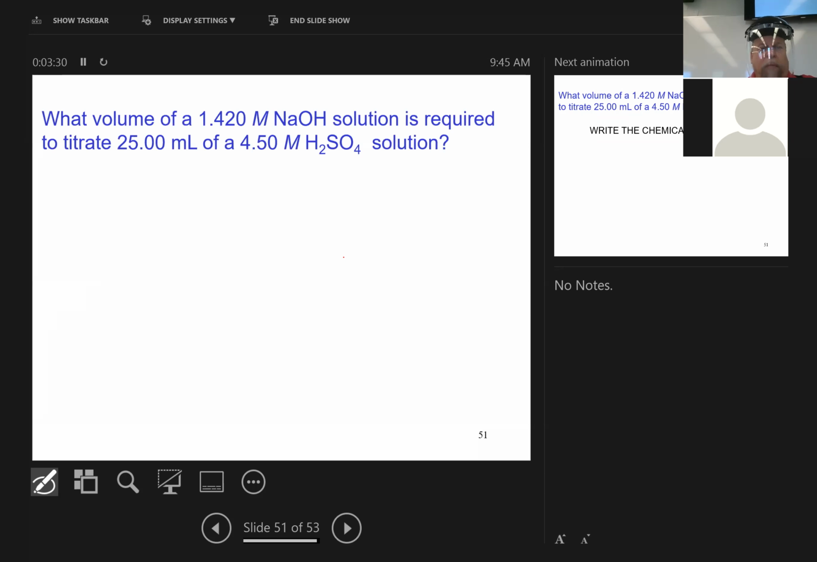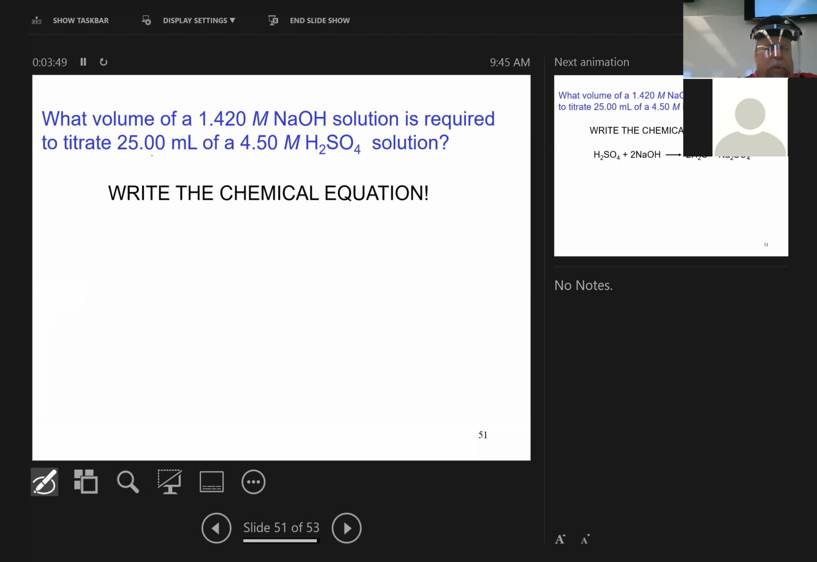Okay, so what volume of a 1.4 molar sodium hydroxide solution is required to titrate 25 milliliters of this? Essentially, you write the chemical equation first. So what's the chemical equation going to be?